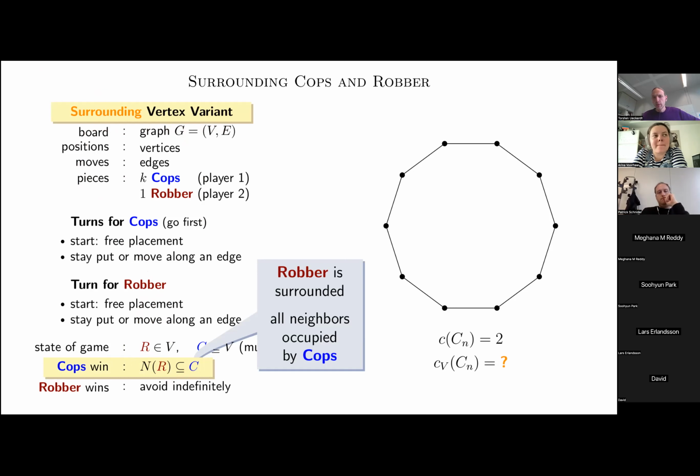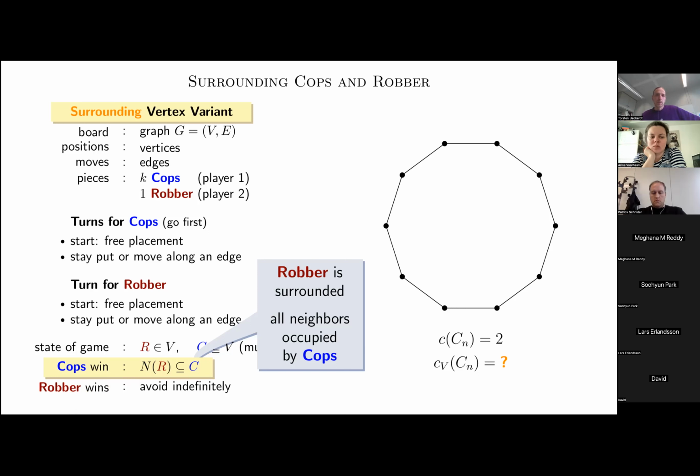The cops don't win if the robber is on the same vertex as the cop. So it's not that one cop grabs the robber and puts him to jail or something. Instead, the cops want to surround the robber. So they want to be on all neighboring vertices of the current robber vertex. Formally, you could say that the neighborhood of the current robber vertex, seen as a vertex set of the graph, should be a subset of the set of cops.